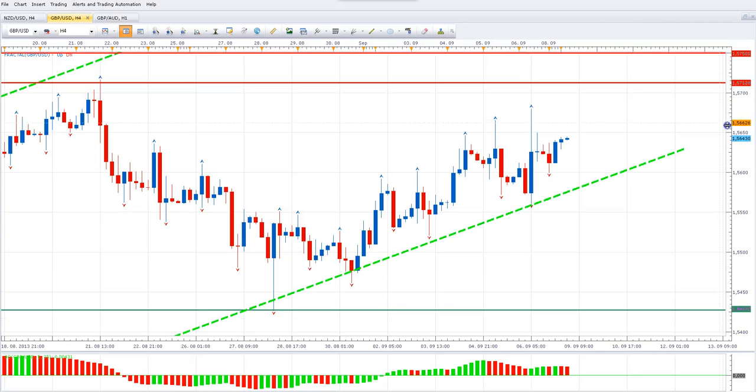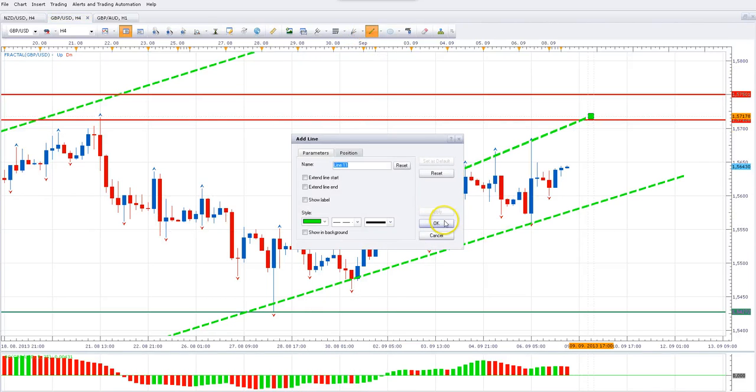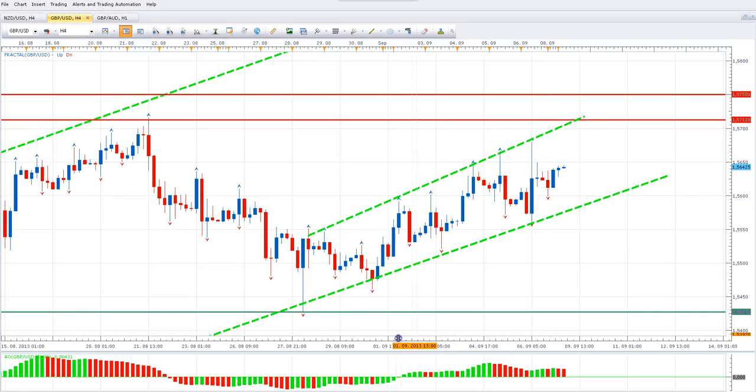This is the 4-hour chart, and within that channel you can see, indicated by those green lines. If we zoom in to the 4-hour world, you can see a smaller channel as well, indicated by this green line that I just added. All right, so some interesting stuff going on here on the pound dollar.